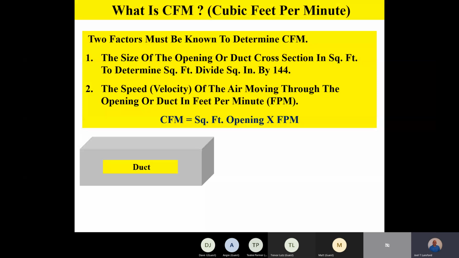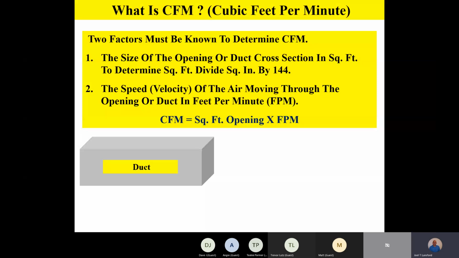Once we know the velocity that we're designing to and the amount of CFM we need, we can look in the window where it says round duct size, and we can determine what size duct we would need to have that velocity and that CFM delivered.